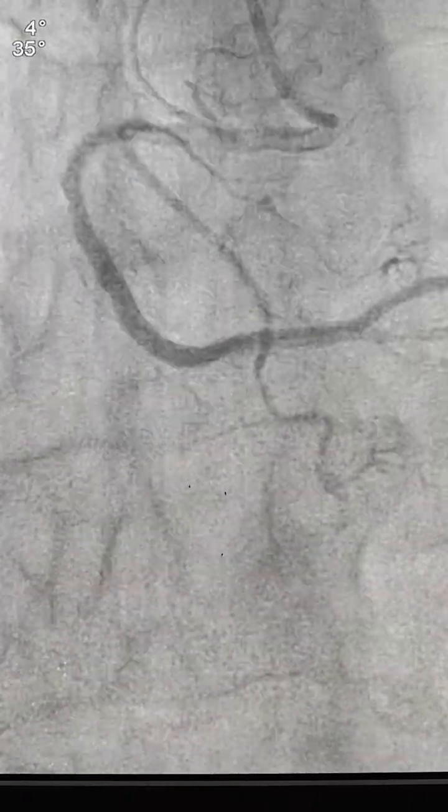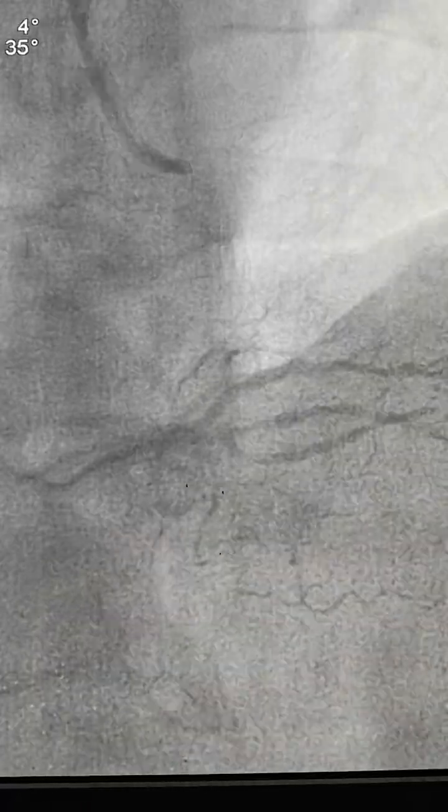So this was not a primary, but it was the angioplasty to the RCA in this thrombus-loaded RCA with a large burden of thrombus. Thank you.